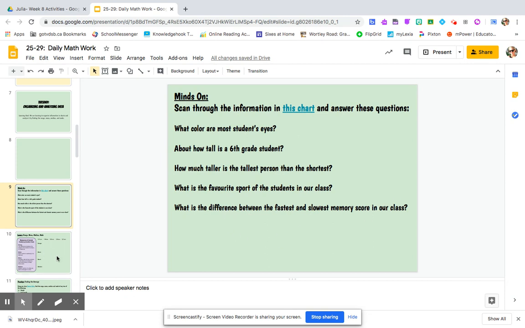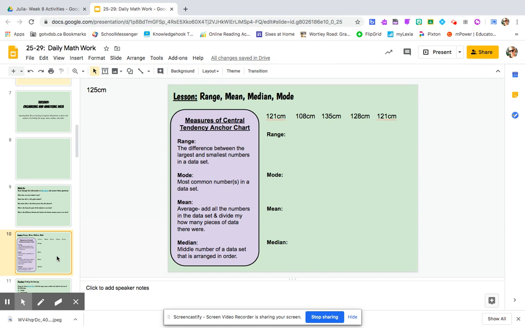And then we're going to go into finding the range, mean, median, and mode. So I've created some fake data here because I don't have your data as I'm recording this video, but what I've put here for you are 5 different numbers that are going to represent the different heights of people in the class. So we can play with that data to find our range, mean, median, and mode. So to start off with, we're going to go over the definitions here.